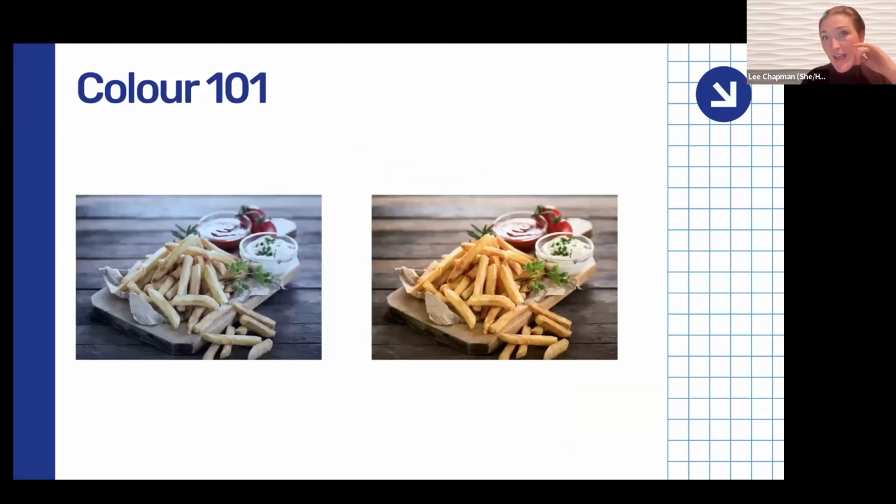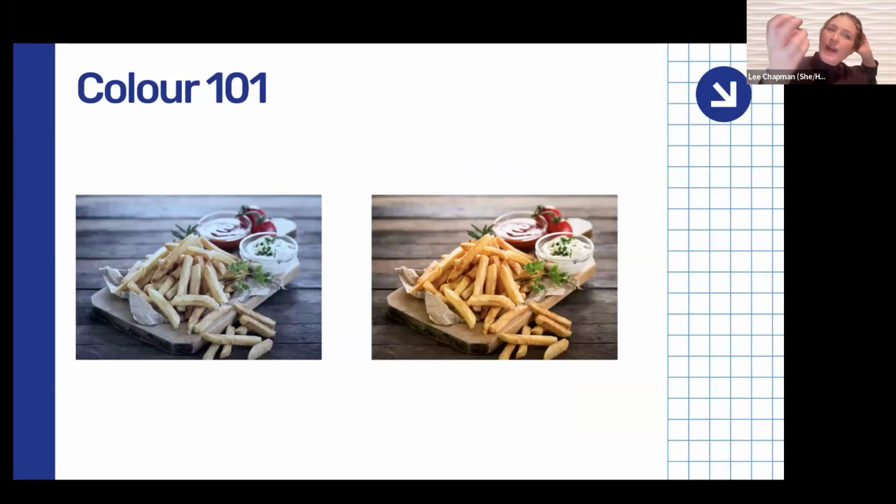Here's an example of how impactful color can be. On the left, we have a cooler tint, like a light blue tint, on a picture of French fries. And on the right, we have a warmer gold tint on a picture of French fries.